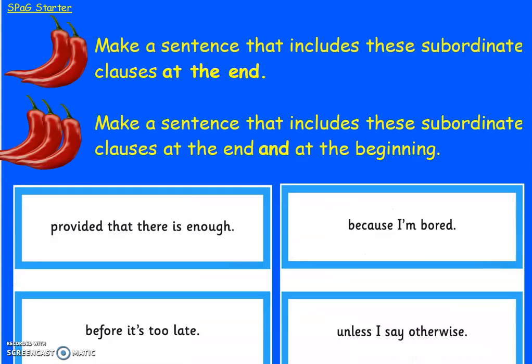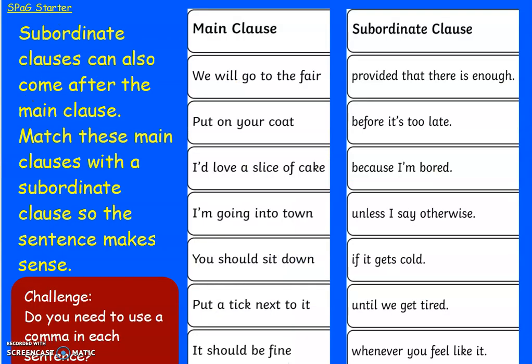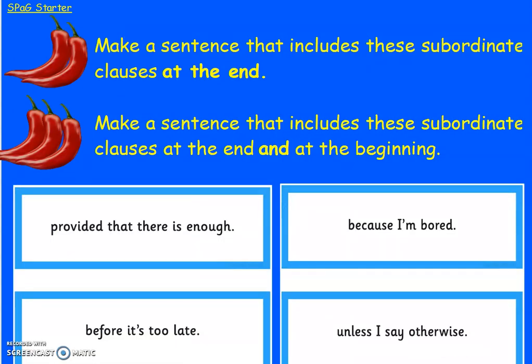Right, so now that you've done that, I want you to make a sentence that includes these subordinate clauses at the end, so these ones underneath, and see if you can include a subordinate clause at the end and at the beginning. So start with one and finish with one. So you need to use two in that sentence. Again, write them underneath where you did this one, and I'll look forward to reading them on Friday as well. Right.